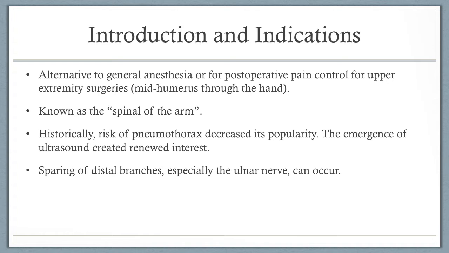Historically, the associated risk of pneumothorax was likely responsible for its decrease in popularity. The emergence of the ultrasound created renewed interest in the block, as well as other upper extremity blocks, with the identification of the brachial plexus, lungs, vasculature, and other anatomy. Of note, sparing of the distal branches, especially the ulnar nerve, can occur.